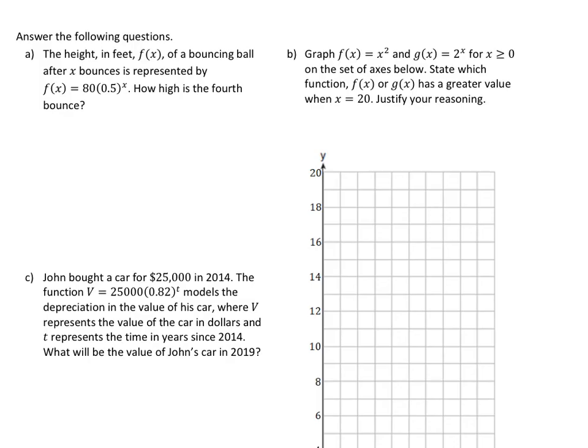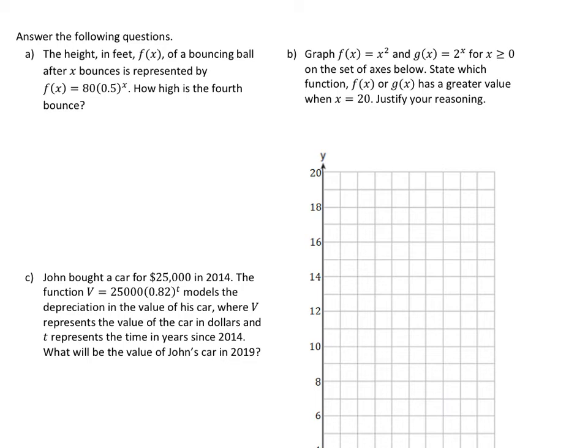Alright, finally some word problems. Answer the following questions. Letter A. The height in feet, f of x, of a bouncing ball after x bounces is represented by f of x equals 80 times 0.5 raised to the x power. How high is the fourth bounce?